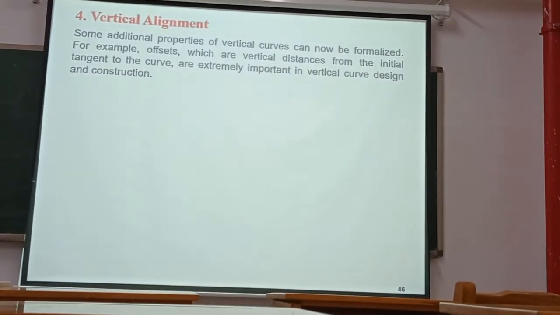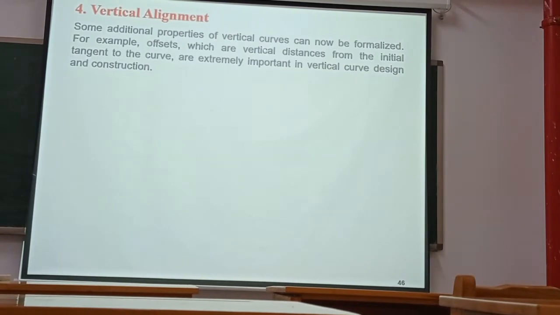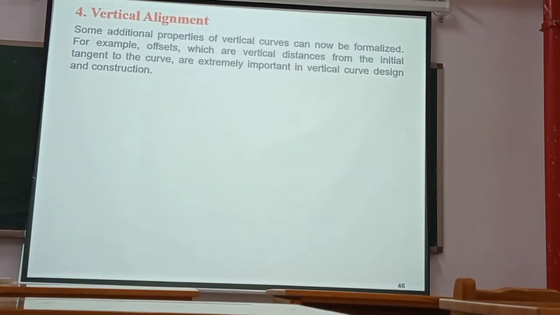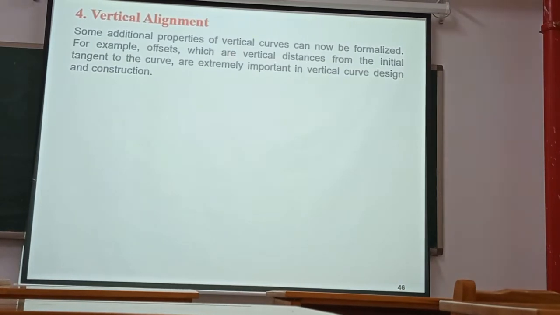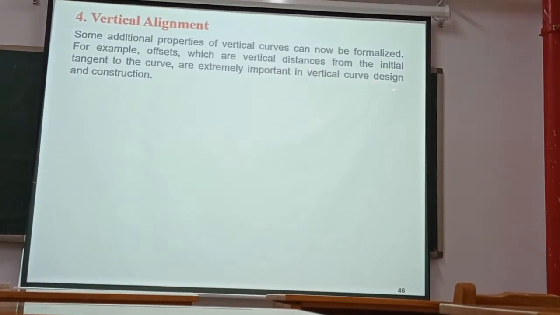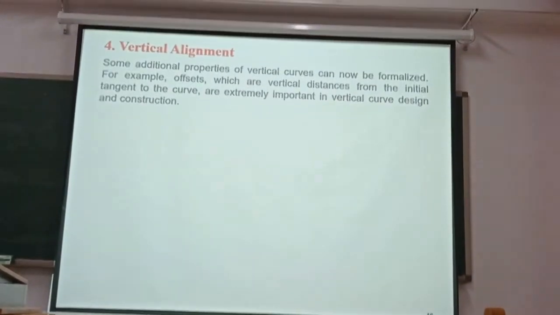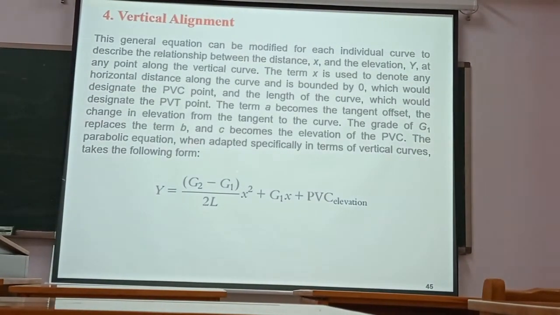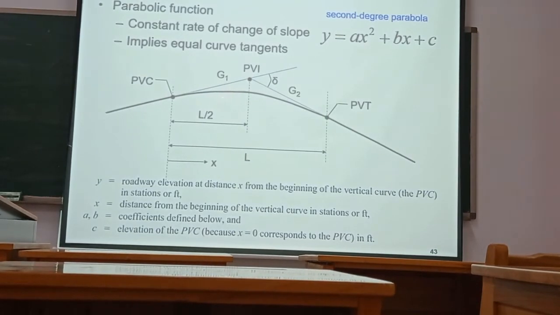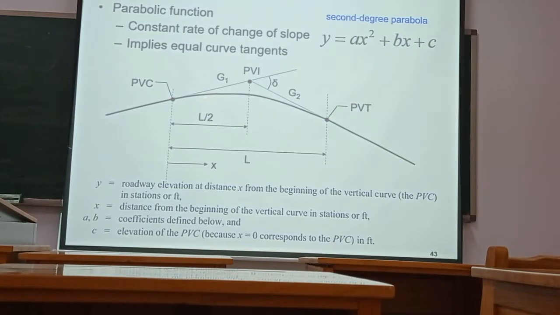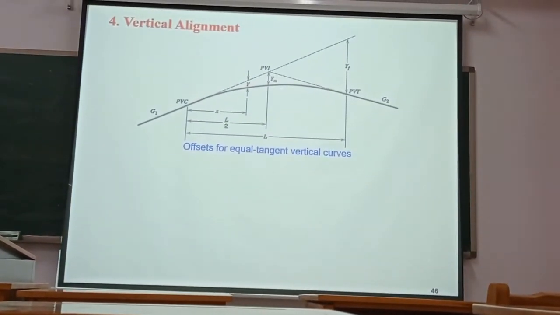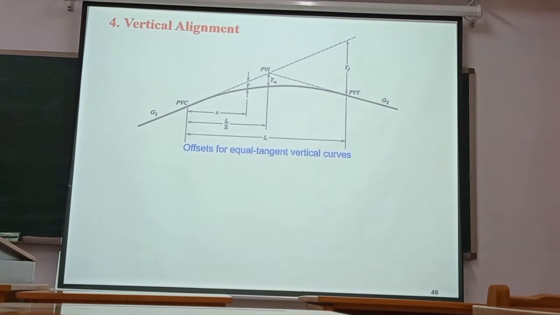Okay. Some additional properties of vertical curves can now be formalized. For example, offsets, which are vertical distances from the initial tangent to the curve, are extremely important in vertical curve design and construction. From this, we can know how far this offset we can get. Question: why? Which is also important.